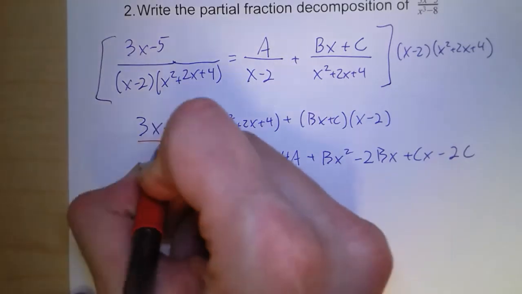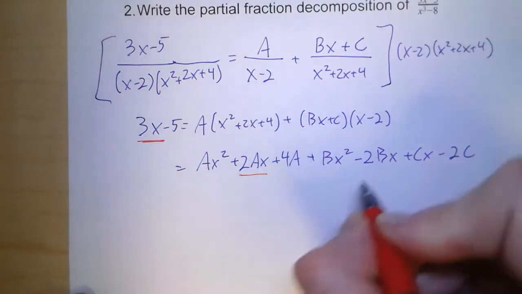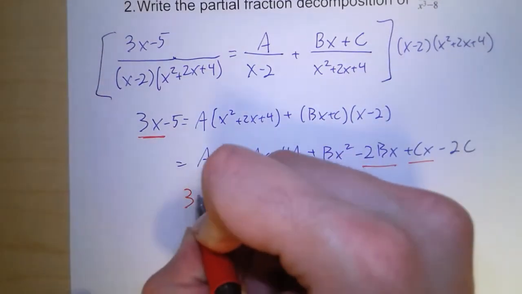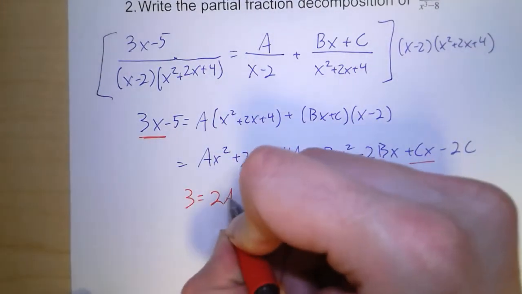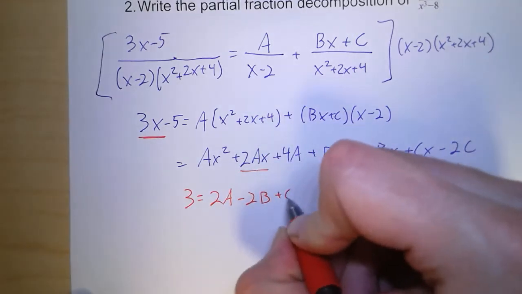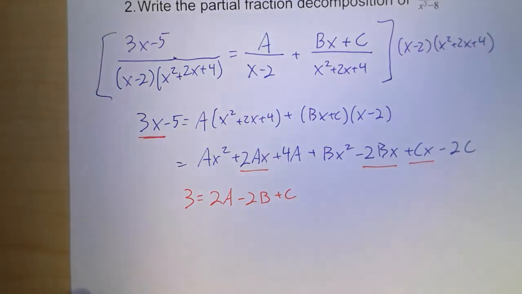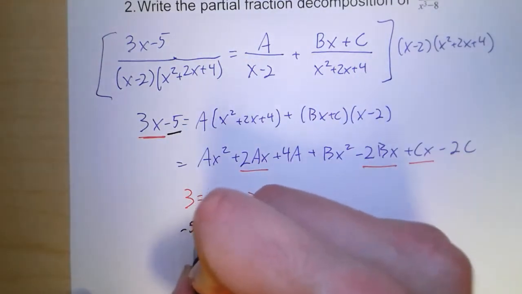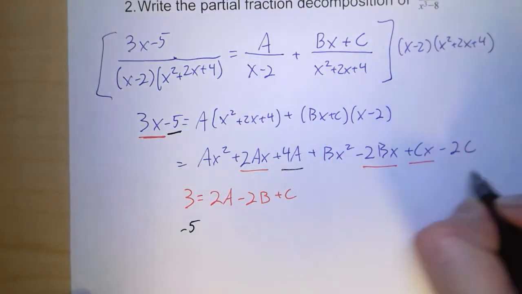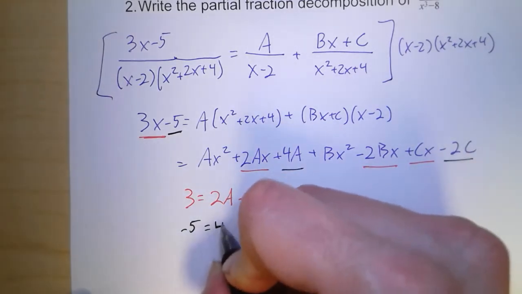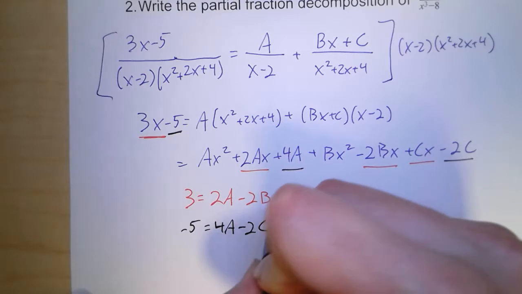So what's equal to 3x? Well, any term with an x. So this term, and that term. So the coefficient 3 is equal to 2a minus 2b plus c. Our constant is a negative 5. And so that's going to be this term and this term. So that's equal to positive 4a minus 2c.